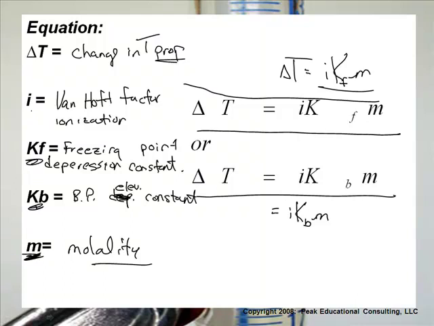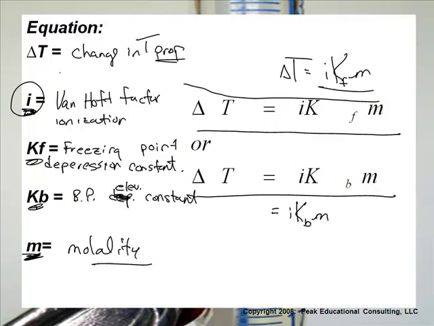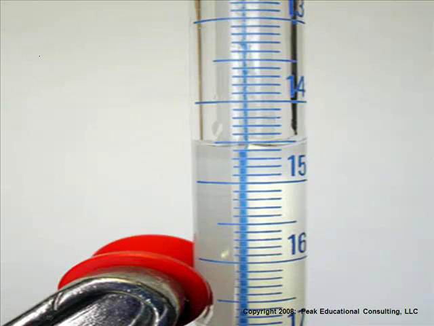The K values are different for different solvents. Water has a number. Benzene has a number. They're all different. Now, i is the ionization factor. Let's talk about this i for a second. It depends on how many things the compound dissolves into.